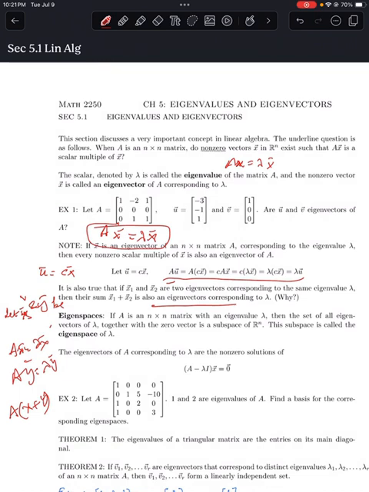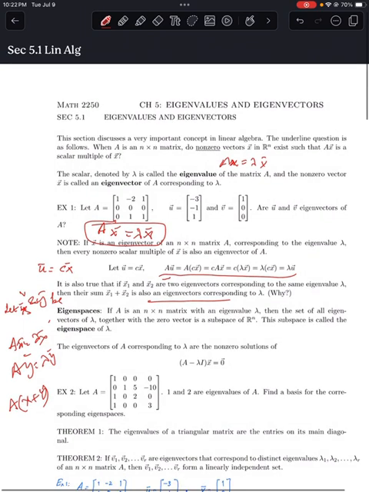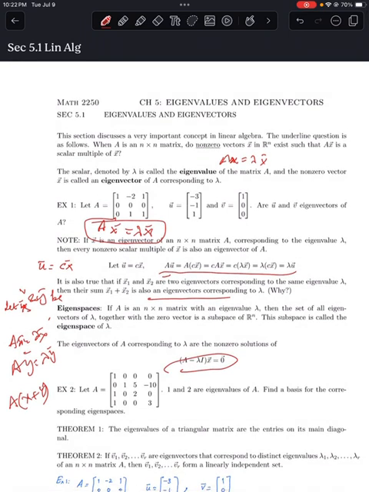Okay. What are eigenspaces? If A is an n by n matrix with an eigenvalue lambda, the set of all eigenvectors of lambda together with the zero vector is a subspace of R^n. This subspace is called the eigenspace of lambda. The eigenvectors of A corresponding to lambda are the non-zero solutions of this equation. So this is some calculation that we have to do when we are finding the eigenvalues and eigenvectors.